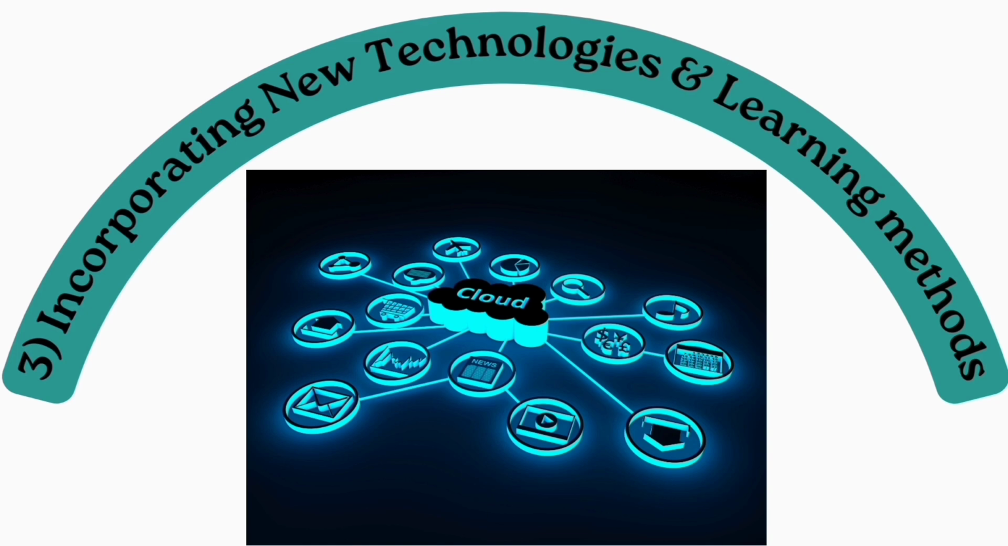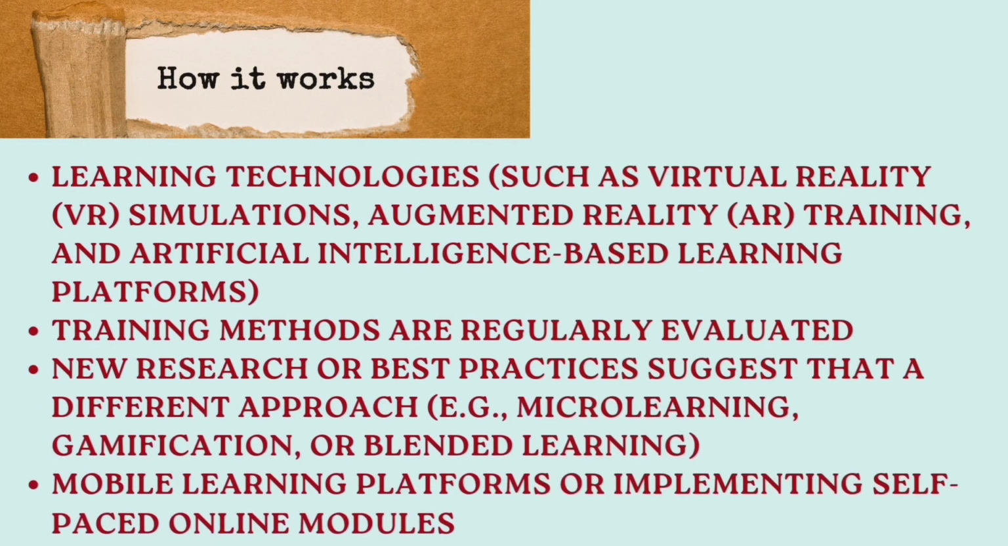Okay, so yes, continuous improvement also involves staying updated on the latest training technologies, and you can say learning methods, to improve effectiveness and accessibility of programs. So HR must be proactive in adopting new tools that enhance the learning experience and keep up with modern training techniques. Okay, so yes, training techniques should also be modern. So how it works? Yes, definitely HR continuously monitors advances in learning technologies like virtual reality simulations, augmented reality training, and artificial intelligence based learning platforms. Okay, nowadays, yes, AI is helping a lot to train the people. That can make training more engaging and effective.